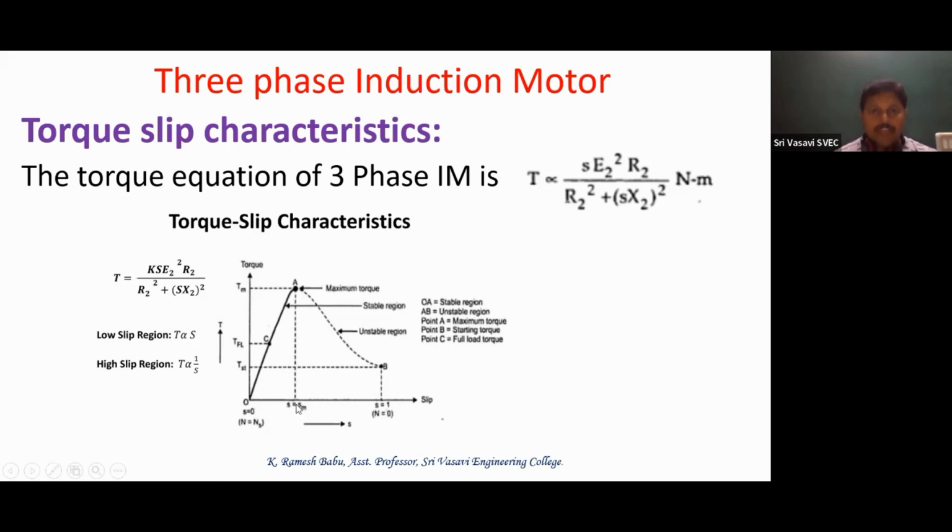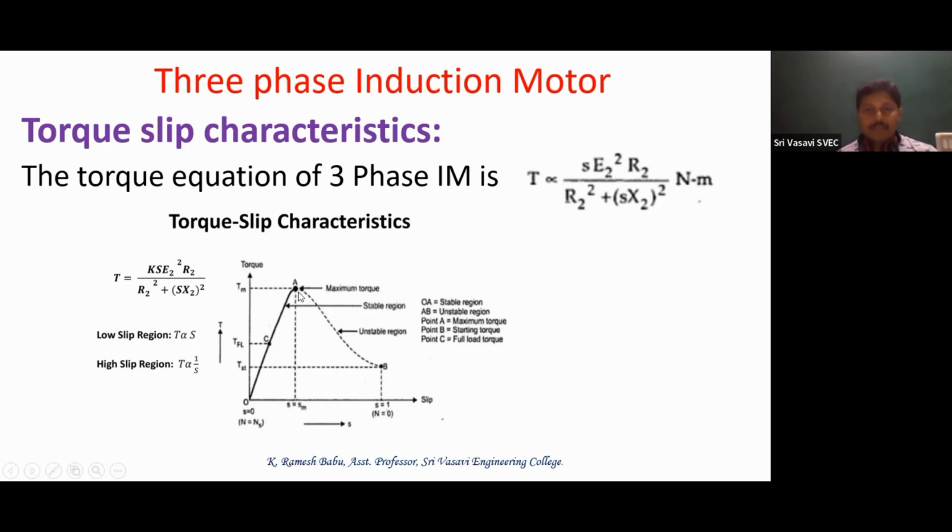This is the low slip region, S equal to 0 to S equal to SM. In this region, the three-phase induction motor can continue to rotate at any point, so this region is called the stable region of operation. And S equal to SM to S equal to 1 is the high slip region. The three-phase induction motor cannot continue to rotate at any point in this high slip region, so this high slip region is called the unstable region of operation.